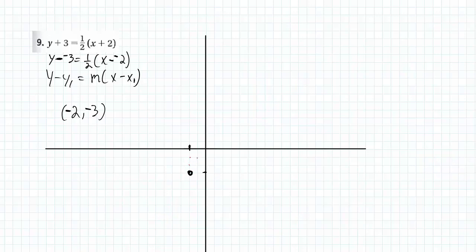I'm going to go left 2 and down 3. And I'm just going to follow the slope rule. Up 1 over 2, up 1 over 2. Do it at least twice. I can do it 3 times to make my line really straight. And then I just graph the line as straight as I can.